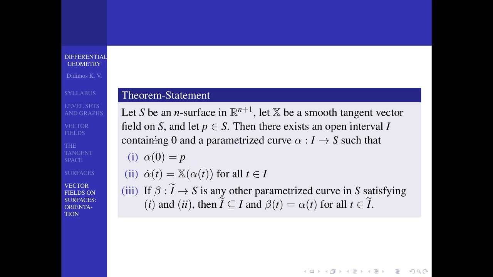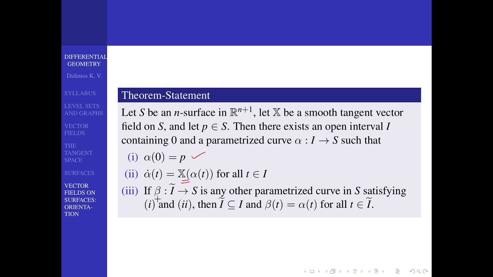Now we have a theorem. Let S be an n-surface in R^(n+1). Let X be a smooth tangent vector field on S. Let P belong to S. Then there exists an open interval I containing 0 and a parameterized curve alpha from I to S such that alpha(0) equals P, alpha dot coincides with this vector field, and this alpha is the maximal integral curve.